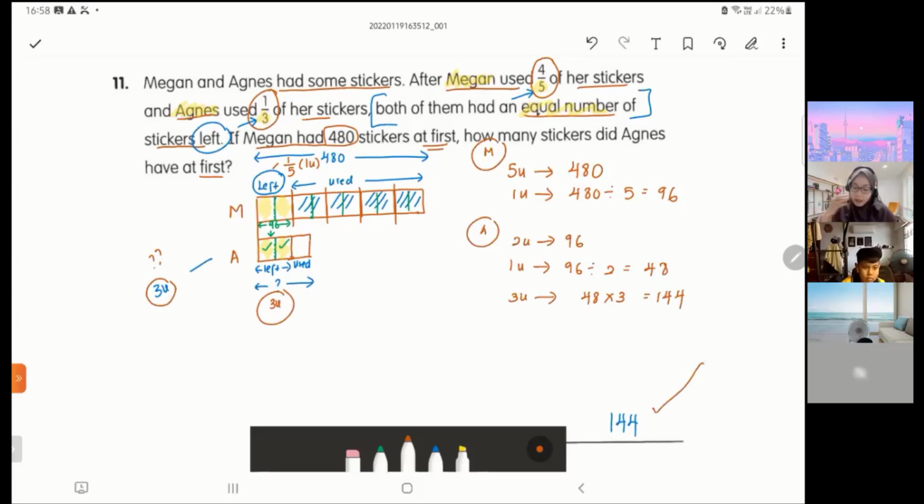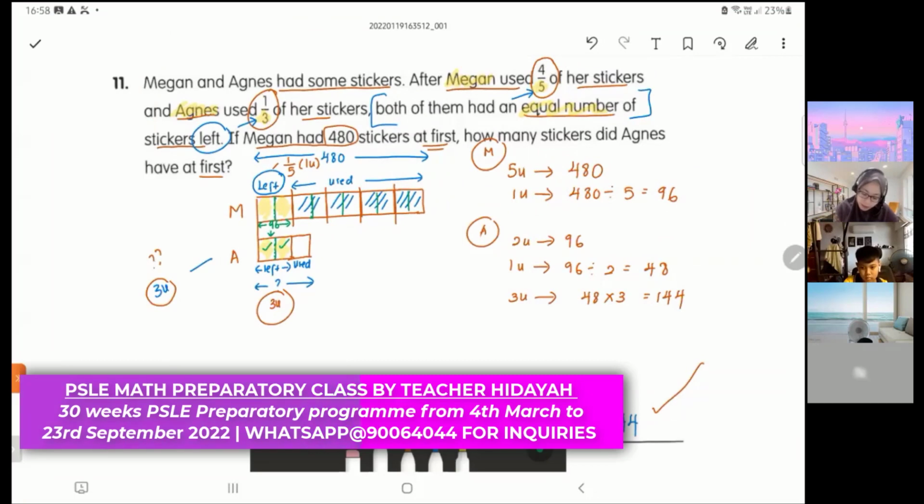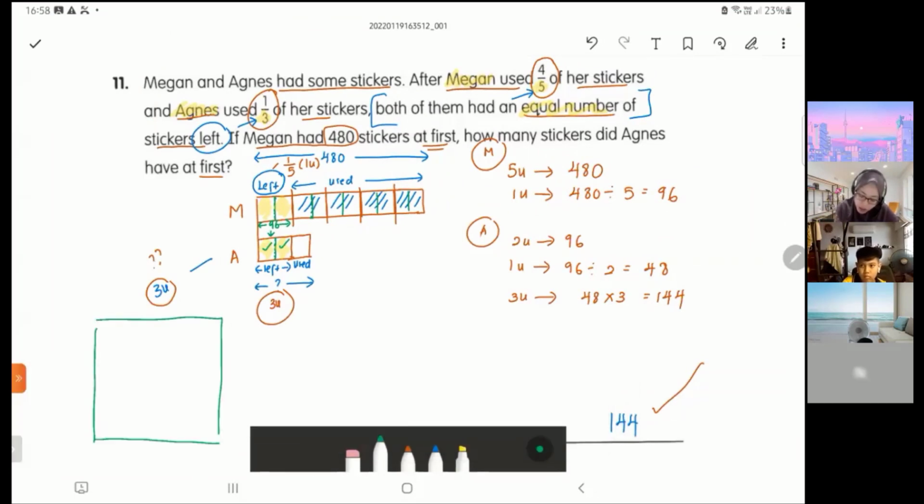Okay, another method I just want to share with you. Another method is to use the units via the box. I'm just sharing with you. If you want to try this out, go ahead.